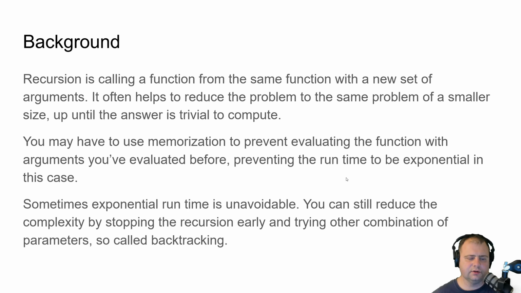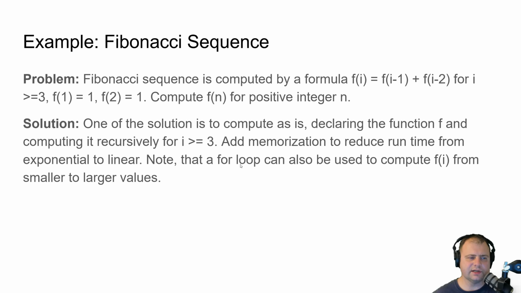When exponential runtime is unavoidable or when memoization is not really doable, you can still reduce time complexity by stopping recursion early and trying other combinations of parameters if something doesn't work, instead of doing full brute force. This would be called backtracking. Let's take a look at some examples.